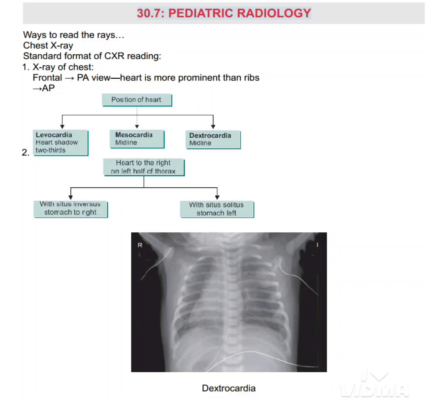In levocardia, two-thirds of the heart is towards the left side of the midline. In mesocardia, the heart is in the midline. In dextrocardia, two-thirds of the heart is towards the right side. Now situs solitus and situs inversus. In situs inversus, the stomach is towards the right side, and in situs solitus, the stomach is towards the left side.